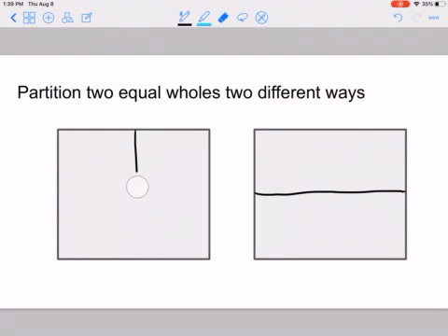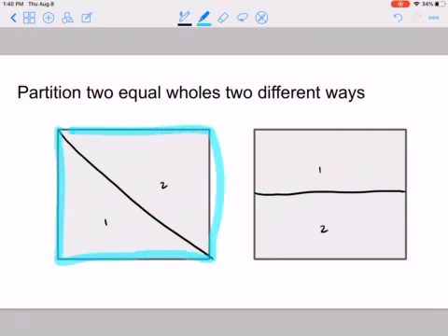So let me change one of those. What if we did that? They would still be halves because we have two pieces in our whole, and those two pieces are equal. They're the same amount. Even though this one looks like a triangle, this one looks like a rectangle, they still represent the same amount because the whole rectangles are the same shape.